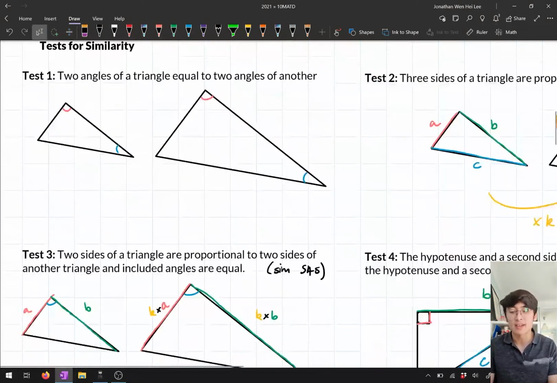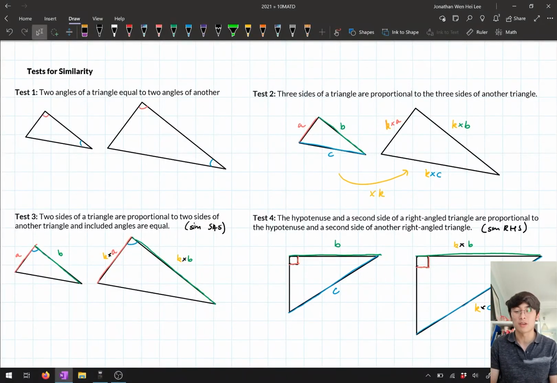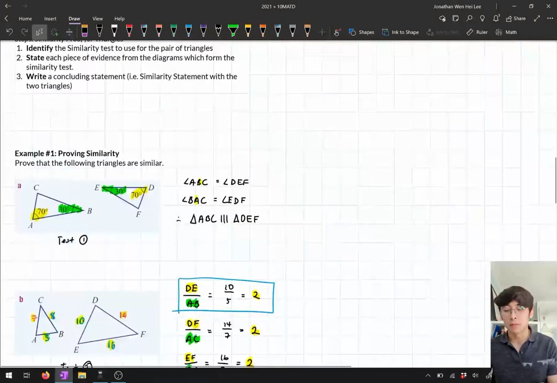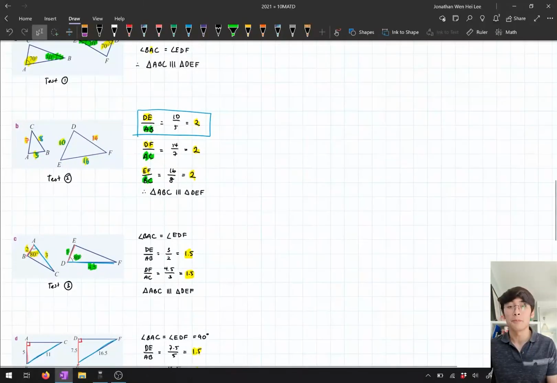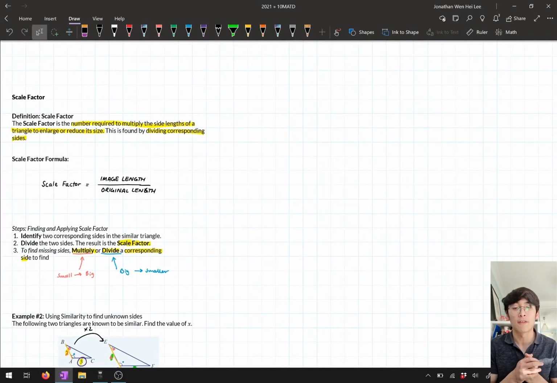We went through testing similarity, and also proving similarity. So we went through the 4 tests that we use to test for whether or not 2 triangles are similar. We went through how to prove that triangles are similar. And the final thing was we actually found the scale factor and used that scale factor to help me find missing sides in my triangle.